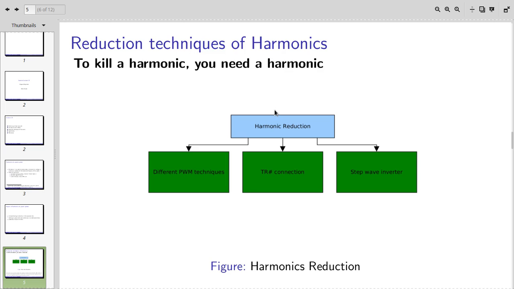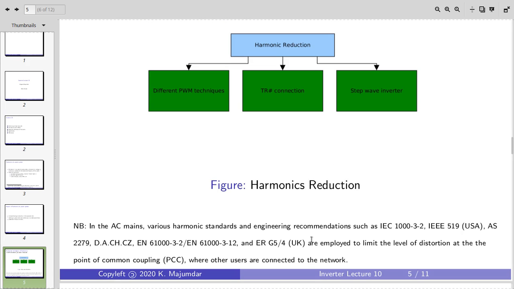There are a lot of processes, but as per our syllabus, we have restricted ourselves to these three. You can go beyond the syllabus, or you can add from the literature. For example, different types of PWM techniques, transformer connections, and step inverter. These are the main portions that we are going to discuss in today's lecture. Now, if anyone is interested in the standard for the harmonics that should be present in your network, they can refer to these standard manuals to study further.